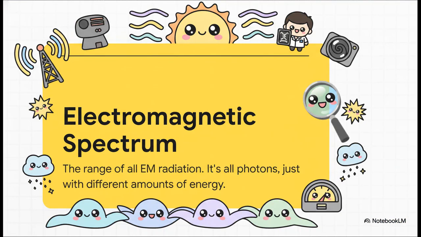This right here is the key to everything, the electromagnetic spectrum. Now, it's not a collection of a bunch of different things. It is a single, continuous range. The only, and I mean only difference between a radio wave and a gamma ray is how much energy it has. And that energy level determines everything else, like its wavelength and its frequency.